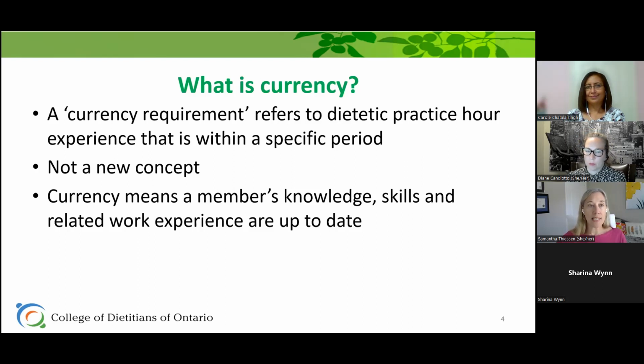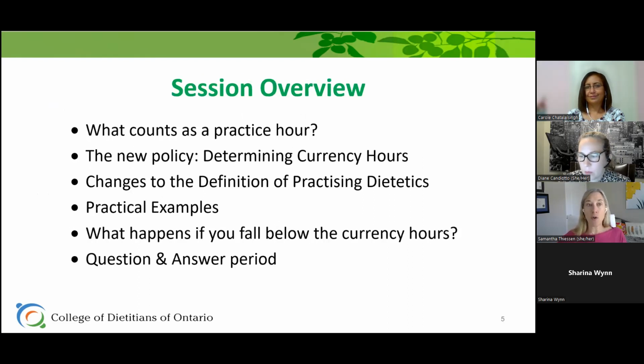We'll move on to our next slide, and let's just take a look at the session overview today. We hope you'll leave the session with a bit more knowledge and understanding of, one, what counts as a practice hour, the new policy itself, the changes to the definition of practicing dietetics, which could assist you when determining your practice hours, of course. We always like to give practice examples. A lot of you always tell us that practical examples are helpful. We'll talk about what happens if you do fall below the currency hours. We always have a little section at the end that we reserve for question and answer period.